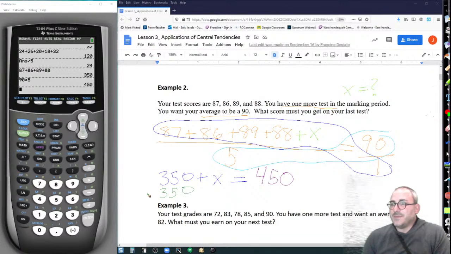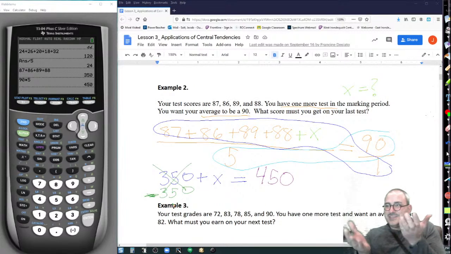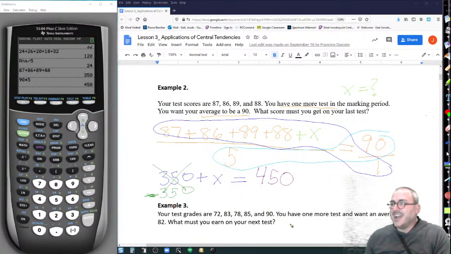350. I'm going to subtract it. Why subtract 350? Because 350 minus 350 becomes 0, and I can ignore the 350 on this side of the equation. But again, equations are balance beams, so if I subtract 350 from one side of the equation, I got to subtract it from the other side. So here's my 350. Subtract the other side to balance this thing out. x is now all by itself.